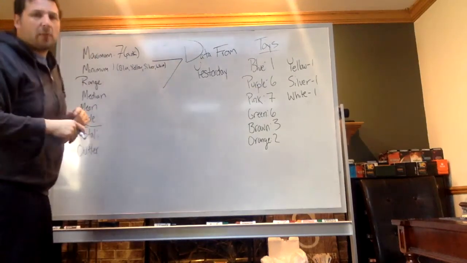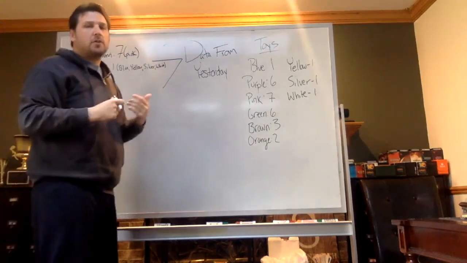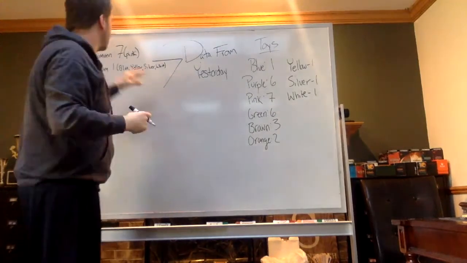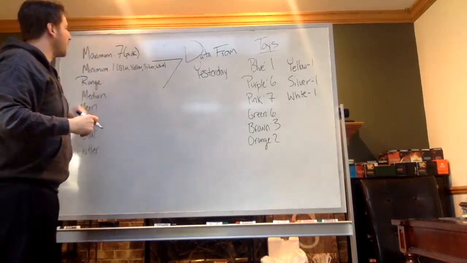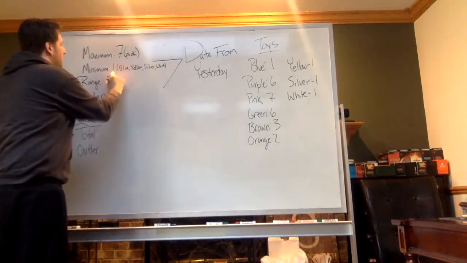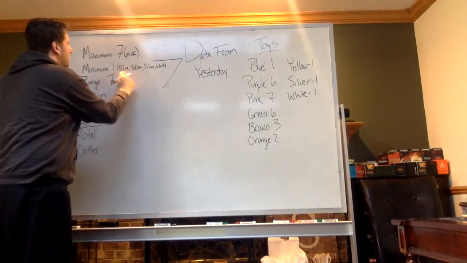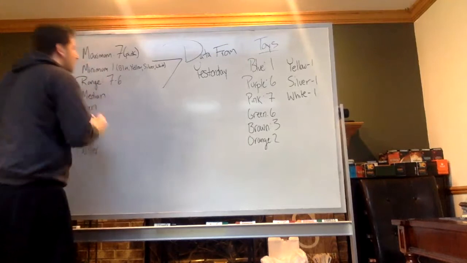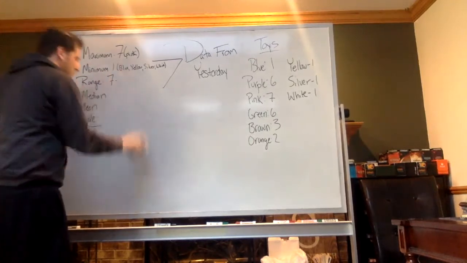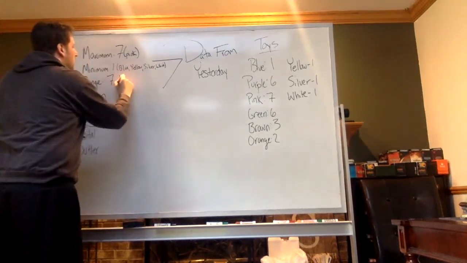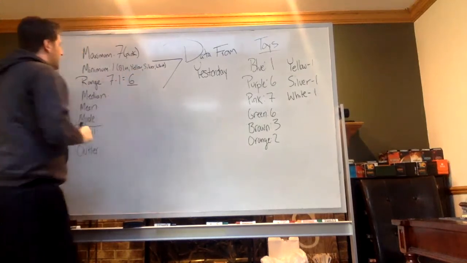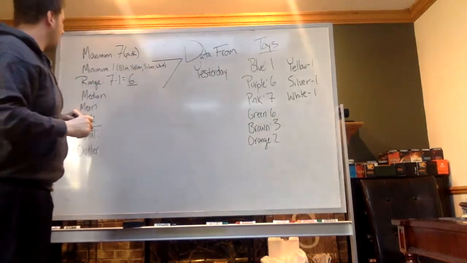After that, range always follows maximum and minimum. That's because range is your biggest minus your smallest. So if our maximum is 7 and our minimum is 1, our range is 7 minus 1 equals 6. So that's our range.